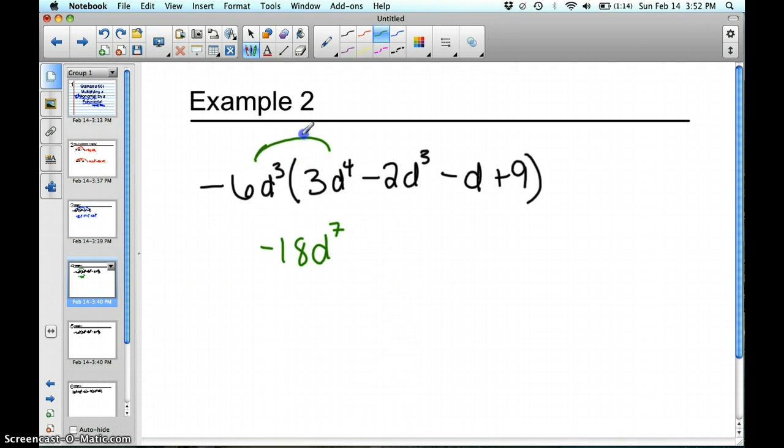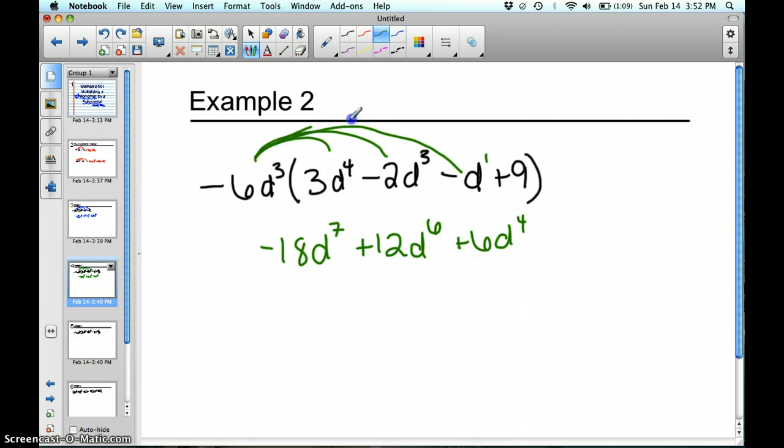Then I'm going to do negative 6d cubed times negative 2d cubed. Negative 6 times negative 2, that's going to give me a positive 12. And then d cubed times d cubed, I'm going to add those exponents to give me d to the 6th power. And then negative 6d cubed times negative d. A negative times a negative is going to give me a positive 6. Remember this d is raised to the 1st power, so I'm going to add those to give me d to the 4th.